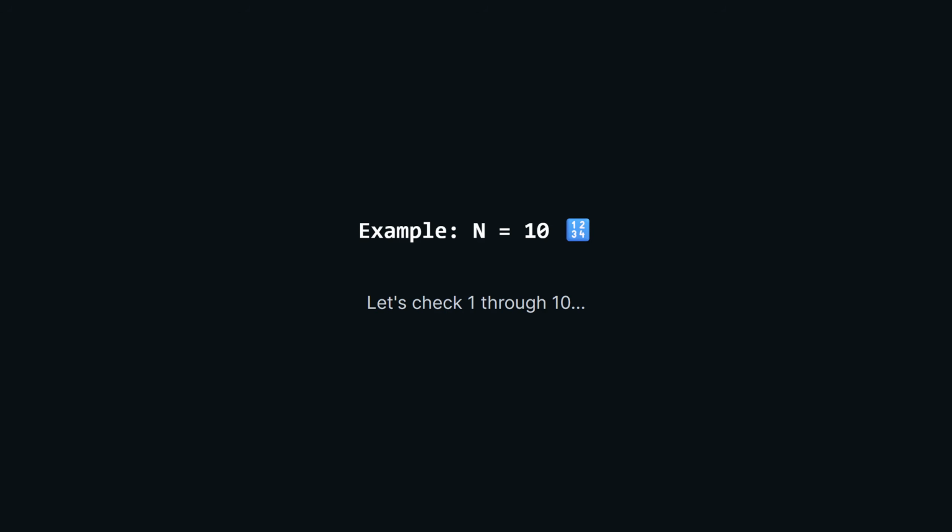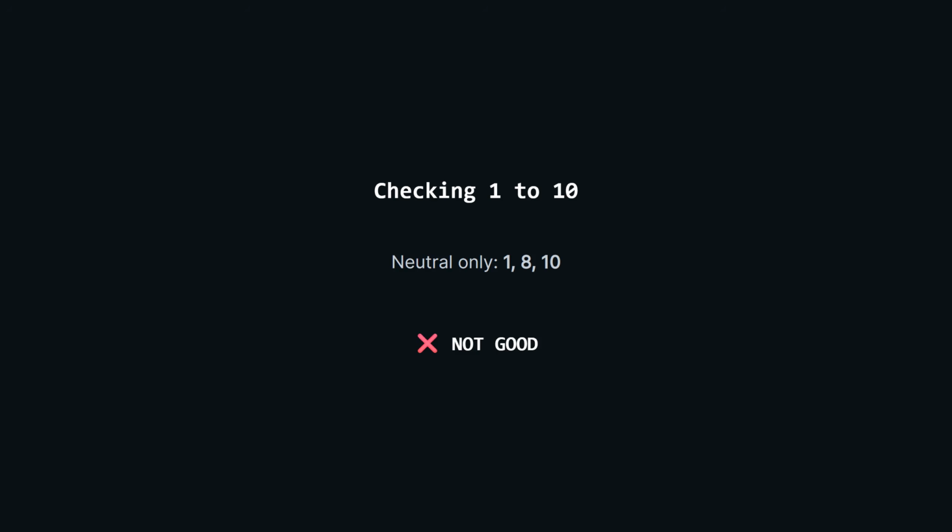Let's run a quick example where our target n is 10. We need to check numbers 1 through 10. Numbers like 1, 8, and 10 only contain neutral digits. Because they don't change when flipped, they fail the test. Numbers 3, 4, and 7 are obviously out because they turn into gibberish. But numbers 2, 5, 6, and 9 all flip into brand new valid numbers. So out of the first 10, we have exactly 4 good numbers.